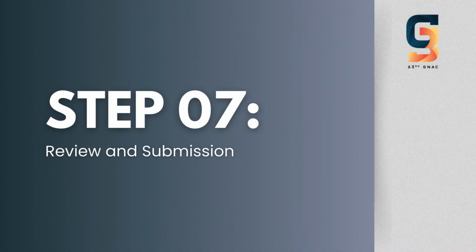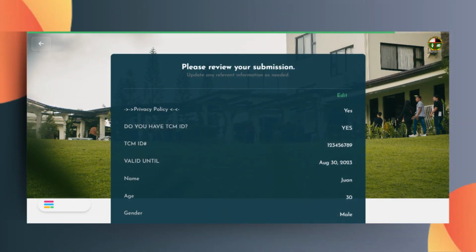Step 7. Review and submission. You're at the final step. This is where you'll review all the information you've provided to make sure everything is correct before submitting your registration. On this page, you'll see a summary of all the details you've entered in the registration form. This includes your personal information, accommodation preferences, dietary needs, sports activities, payment details, and more.